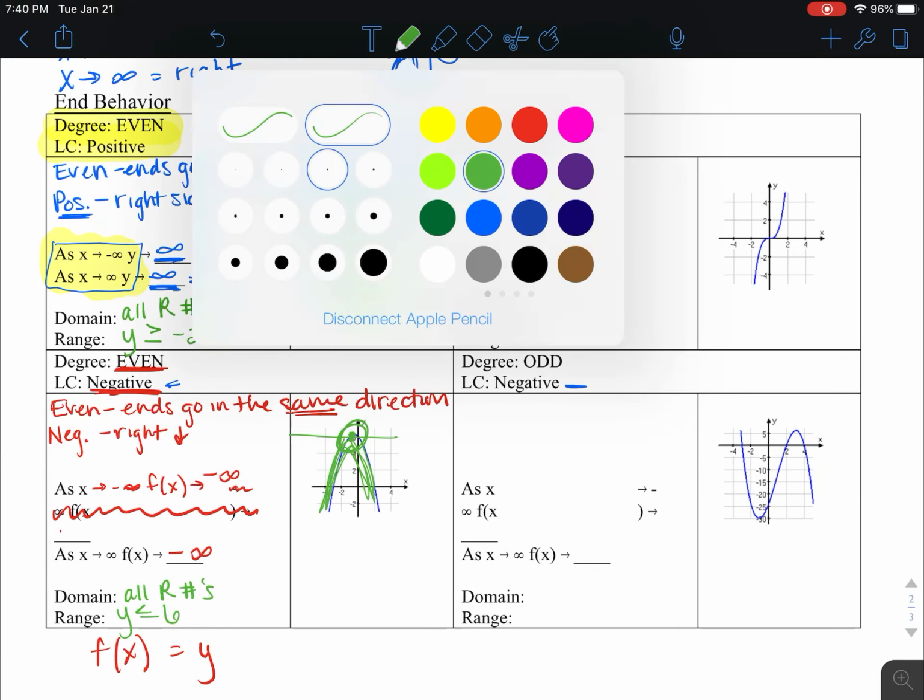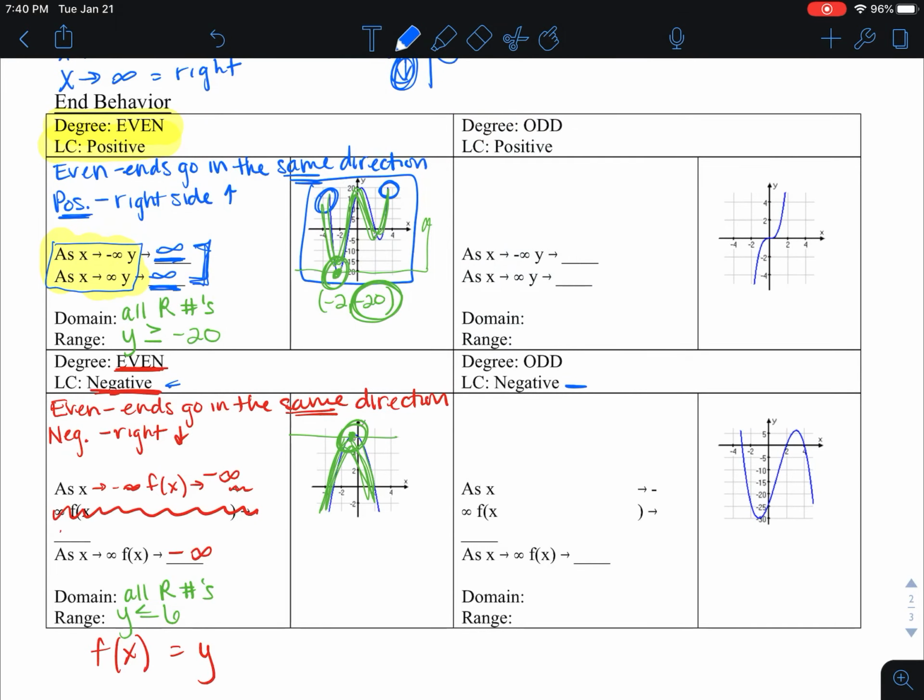All right, so let's look at odds now. If we have an odd degree, so 1, 3, 5, 7, 9, and so on, the ends go in opposite directions. So opposite, odd, opposite, even, same. Okay? And then if it's positive, again, same thing. That means the right side goes up. So again, the leading coefficient tells us what the right-hand side of the graph is doing.